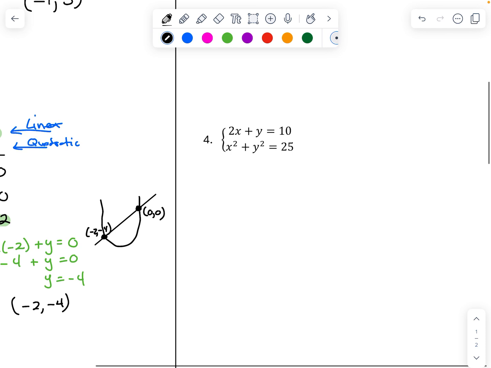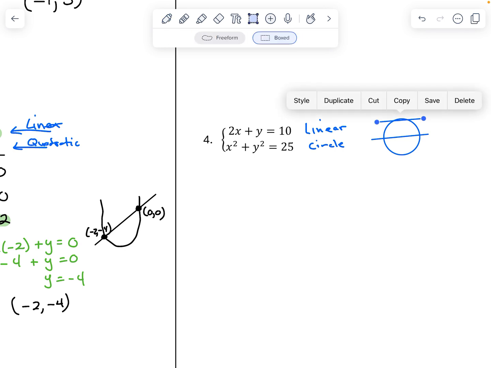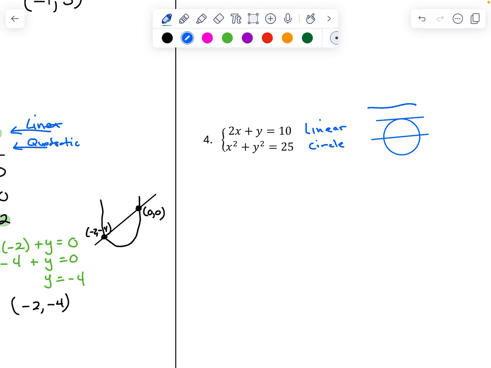Alrighty, next. This is linear, but this is a circle. So if you have a circle, you could have a line that intersects it twice, a line that intersects it once, a tangent line, or you could have a line that doesn't intersect it at all. So you could have no solutions, one solution, or two solutions.